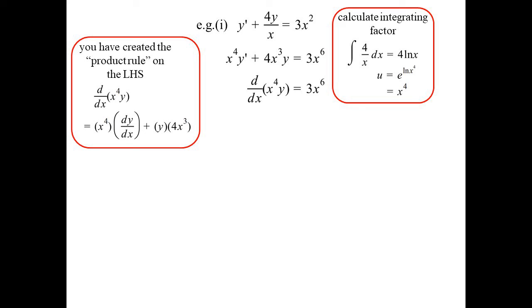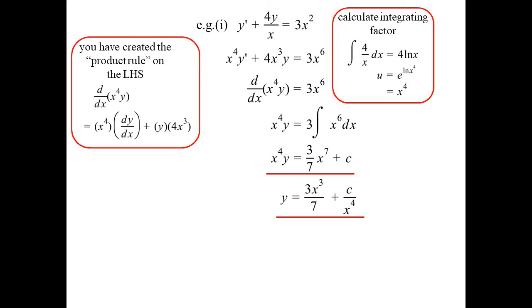I'll integrate both sides. So x to the power of 4 times y must be the integral of 3x to the power of 6. Integrate that: 3/7 x to the power of 7 plus a constant. Well, that is an answer. If you want y as the subject, then we divide it. And here's the difference. Notice my constant now actually has a function of x attached to it. We won't necessarily have plus a constant by itself anymore. I mean, we could have other things.